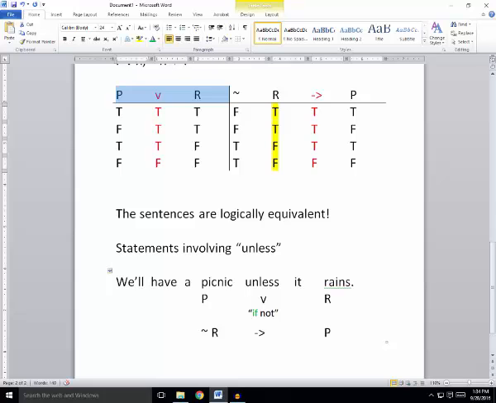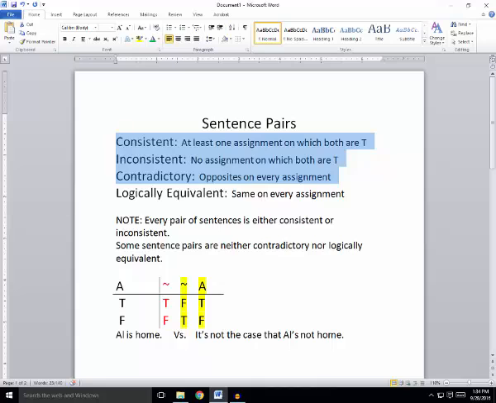Now, it's certainly worth taking a look at some of the other categories that pairs of statements can fall into. They have to be either consistent or inconsistent, and they may be contradictory, but it's going to be more relevant to other things that we're doing to say whether sentences are logically equivalent or not. So I'm going to focus just on the logically equivalent category, and that's the only one that I'm going to put on the test. But like I said, it's not a bad idea to take a look at the other categories as well.